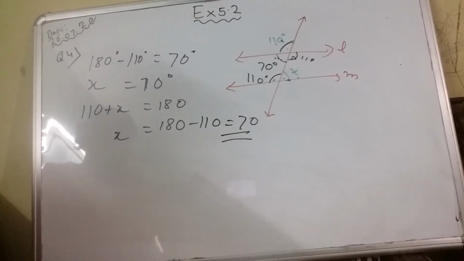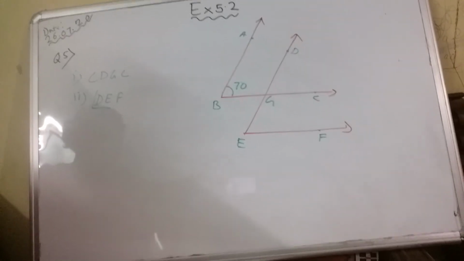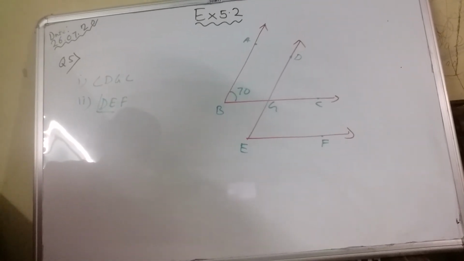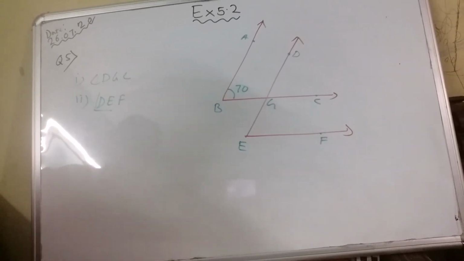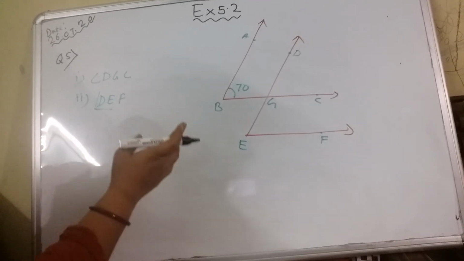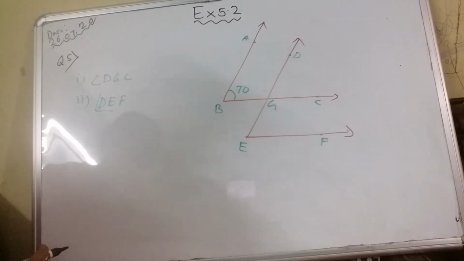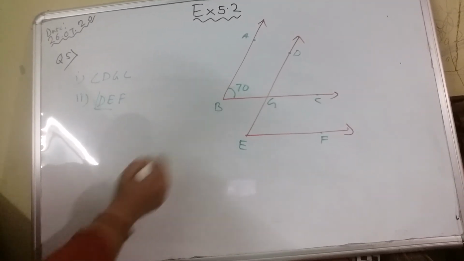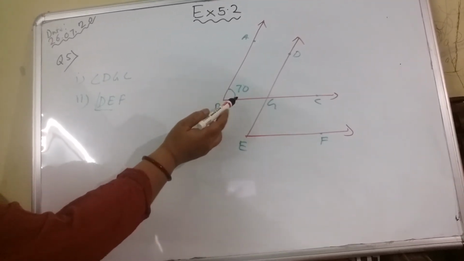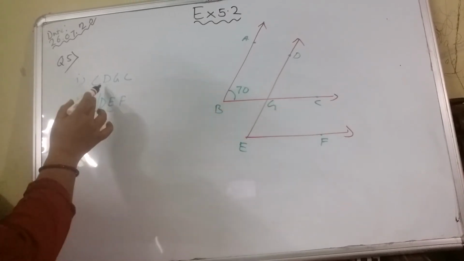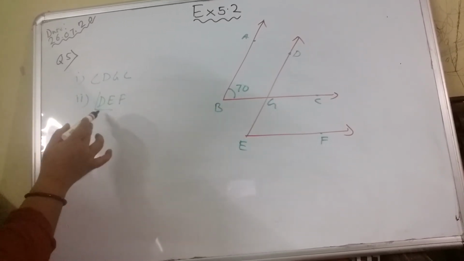Question number 4 will be your homework. Next is question number 5. In the given figure, the arms of two angles, this means these arms, are parallel. If ABC is 70 degrees, you have to find angle DGC and angle DEF.